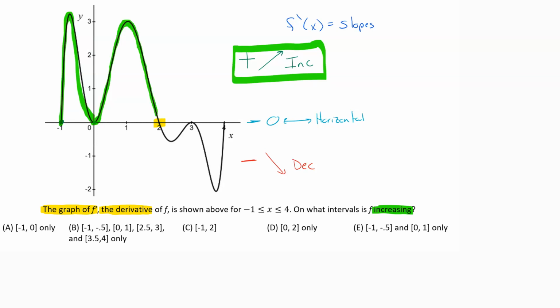And so what you can see is that this graph is actually going to be increasing now all the way from -1 over here to +2. So the answer on this would be answer C. The graph is increasing from -1 to 2.